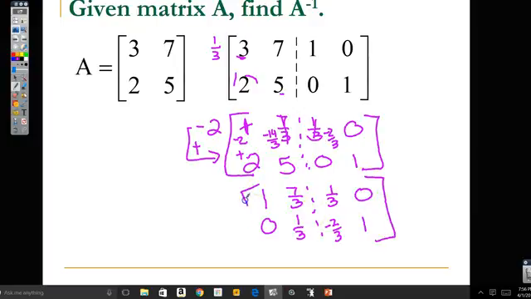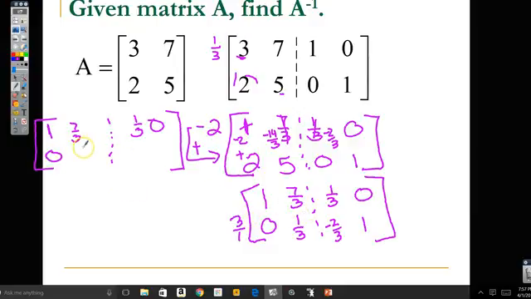Alright, so now we need to get this to 1. So we're going to multiply by the reciprocal. So the top row is going to stay the same. Three over 1 times 0 is 0. 3 over 1 times 1/3 is 1. 3 over 1 times negative 2/3 is negative 2. 3 over 1 times 3 is 3. So we've almost got the identity.